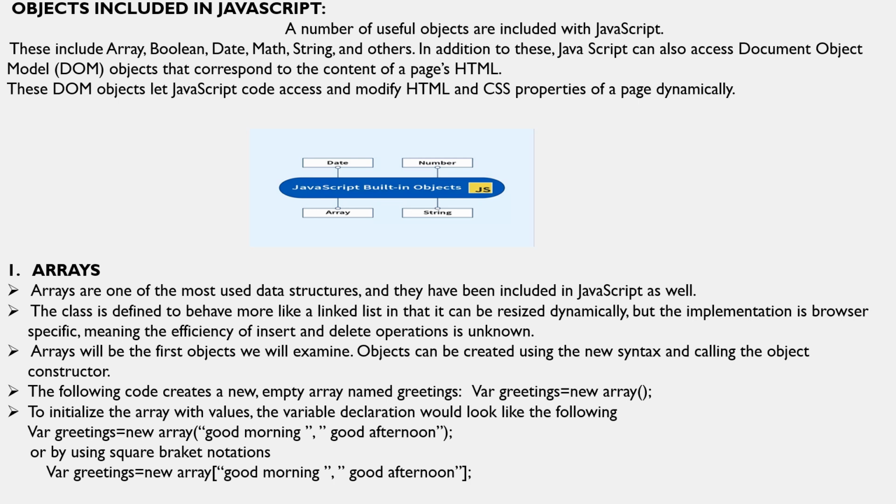Where greetings is equal to new Array. Then we have to add the values, that is, good morning, good afternoon. We can even add them using the square brackets, where greetings is equal to an array. This includes the square brackets, good morning and good afternoon.